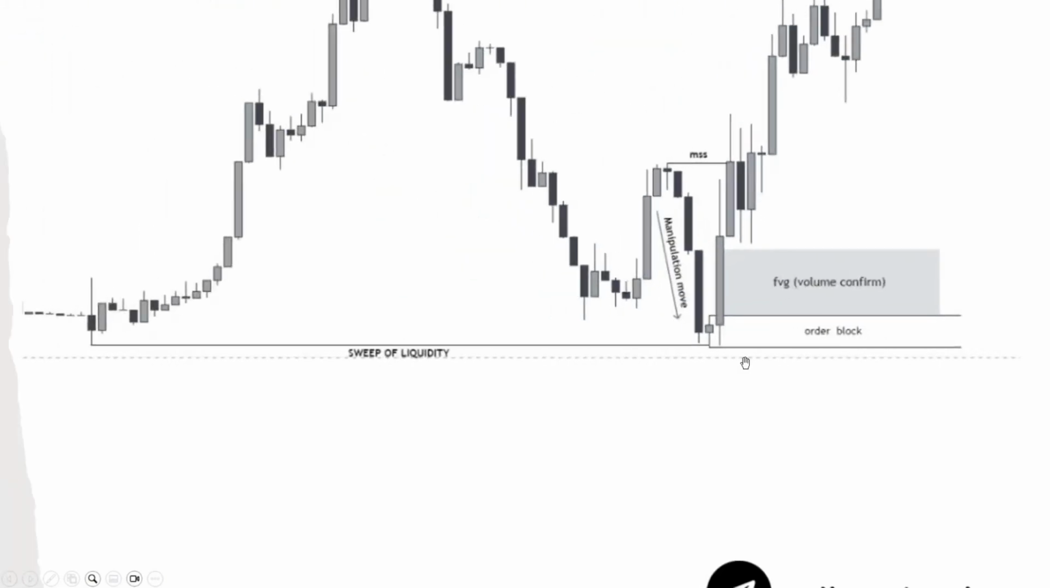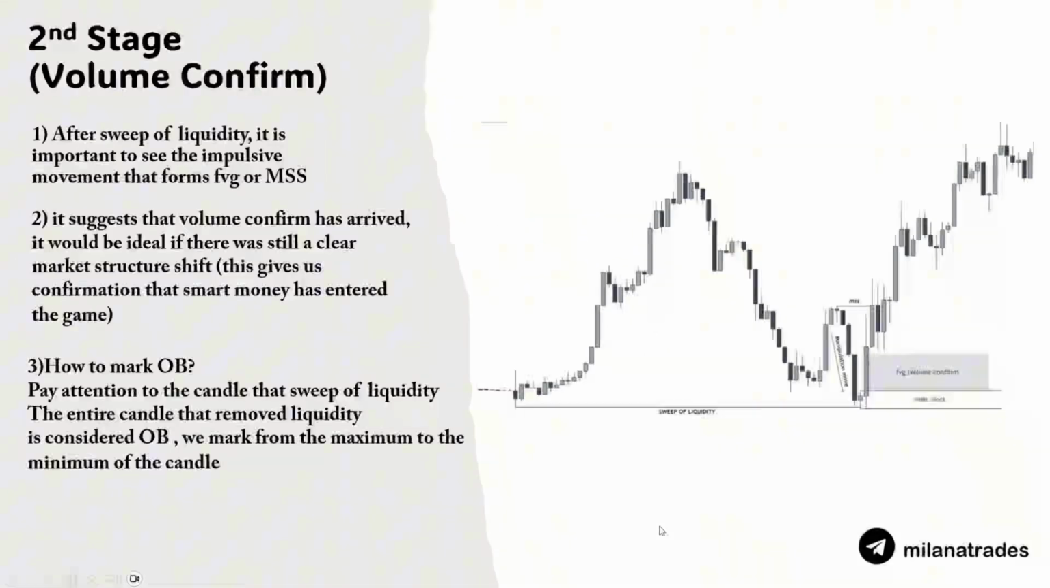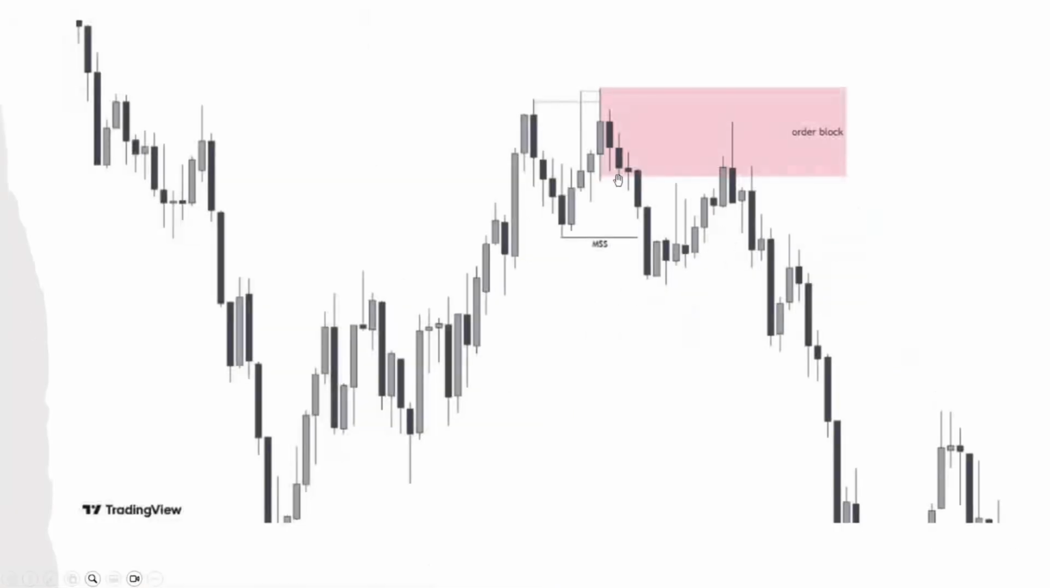And finally, let's talk about key aspects to pay attention to. First of all, you need to pay attention to manipulation and liquidity sweep. Without this, the order block will not be strong. Second, volume confirmation, market structure shift plus fair value gap. This signals that smart money has entered. Third, an impulse move after the order block, a sign of strength.